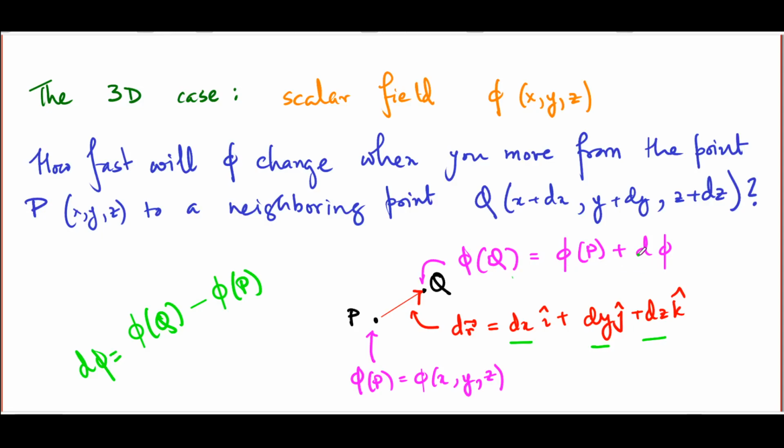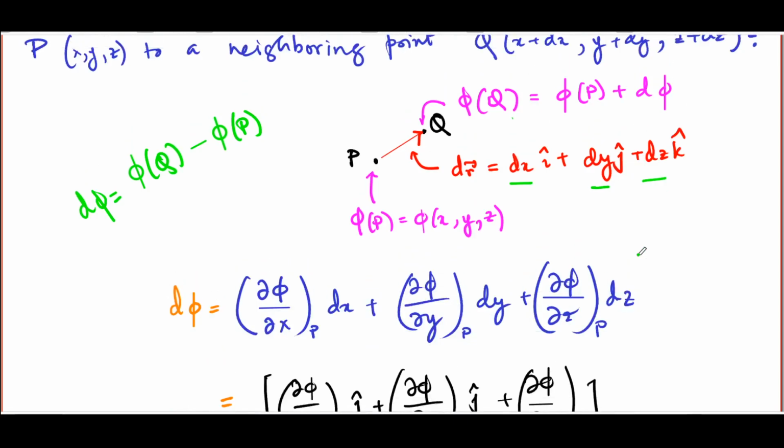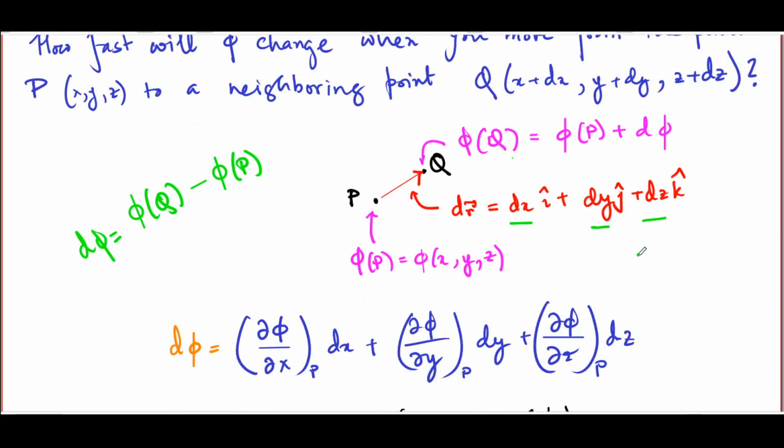So once again, elementary first year calculus tells us that when you have a function of three variables, then its change, when you change the three variables, is actually a sum of three terms. One which would have told you how much would phi change if you changed x alone. Another would answer the same question, but if you were to change y alone. And yet a third term which would measure the change in phi if you were to change z alone. So d phi, the change in phi, would be del phi del x evaluated at the point P dx plus del phi del y at the point P dy plus del phi del z at the point P dz.